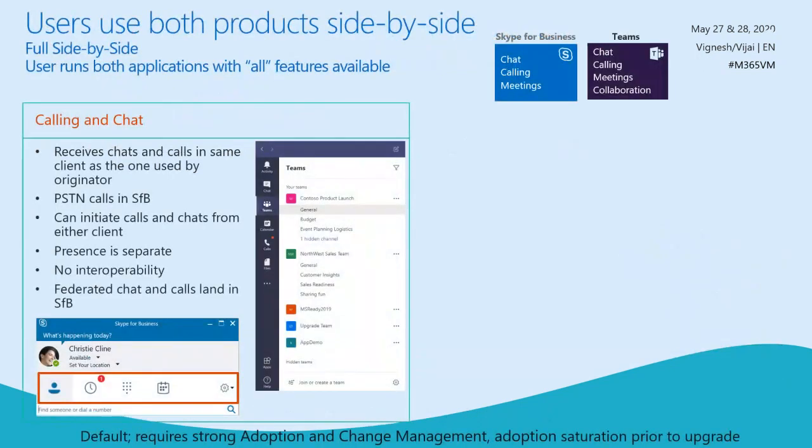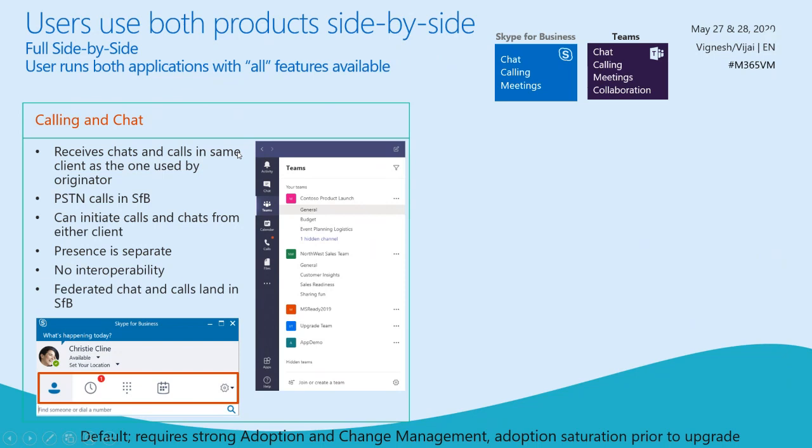So we'll see how the user experience would be when you're going with the side-by-side approach with overlapping features, or island mode. If you see at the top right corner, you can see Skype for Business and Teams, where all the features of Skype and all the features of Teams are running parallelly.